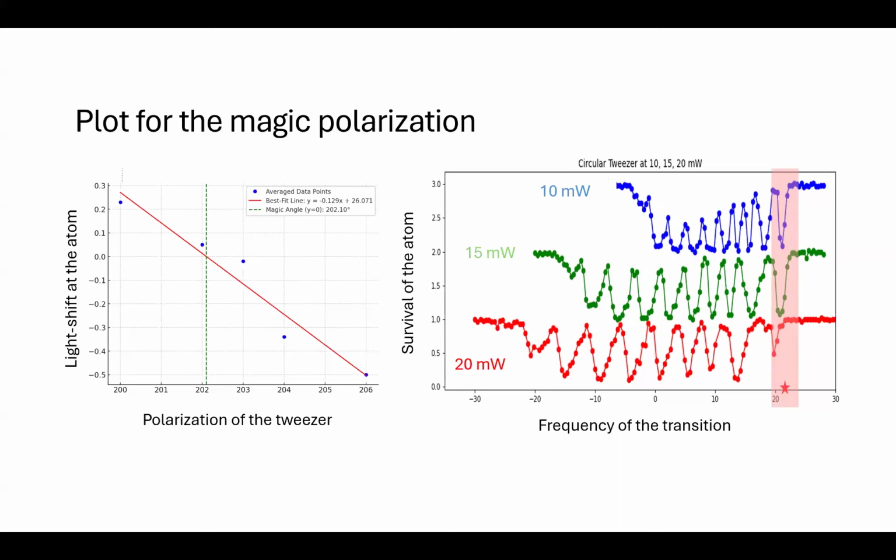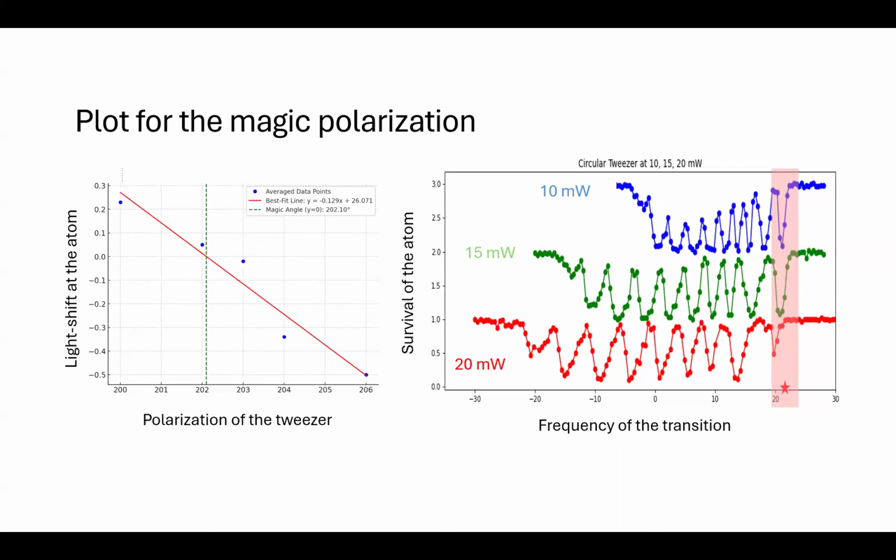So it is almost at the same position. So it is very close to magic. And that's what tells us that the polarization that we are at with the tweezer is actually magic. And then we should be able to do cooling with it. So this was the last piece of the puzzle that we needed for cooling. And with this, yes.